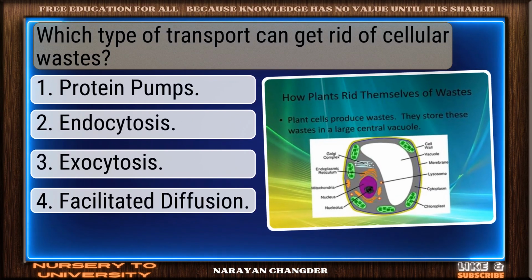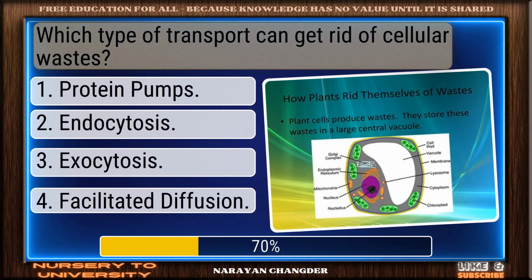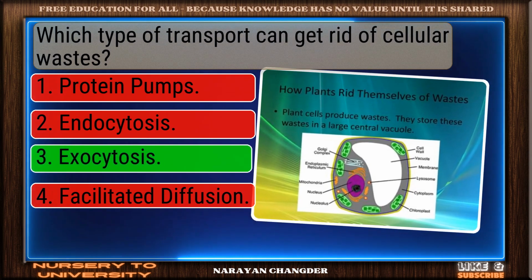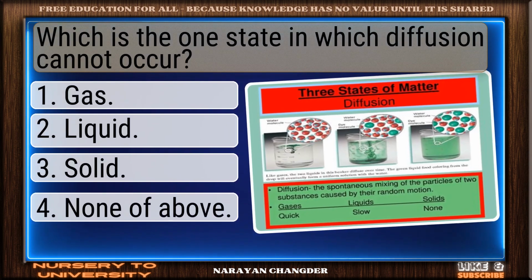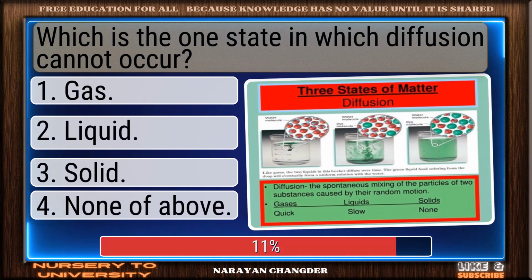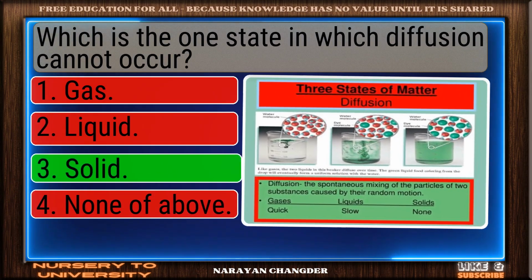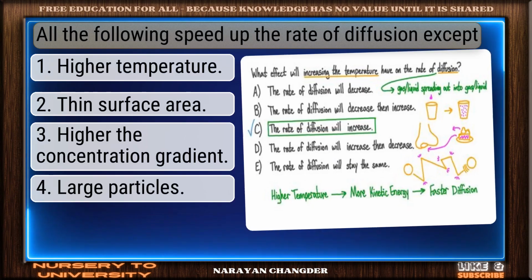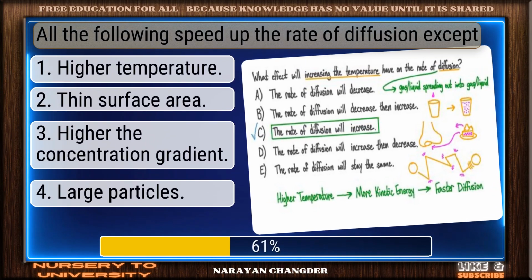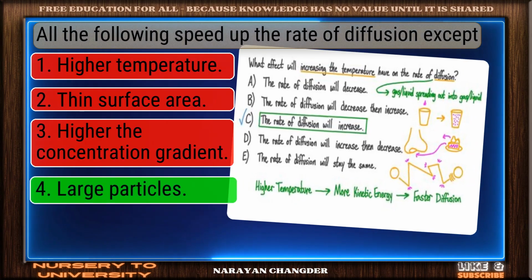Which type of transport can get rid of cellular wastes? Well done. Exocytosis is the right choice. Which is the one state in which diffusion cannot occur? Nicely done. Solid is a solid answer. All the following speed up the rate of diffusion except. Sharp thinking. Large particles is the right choice.